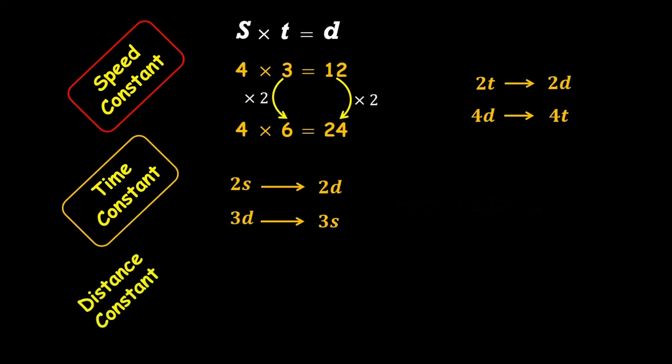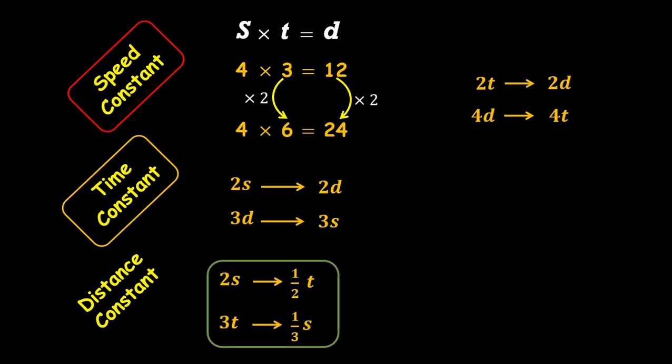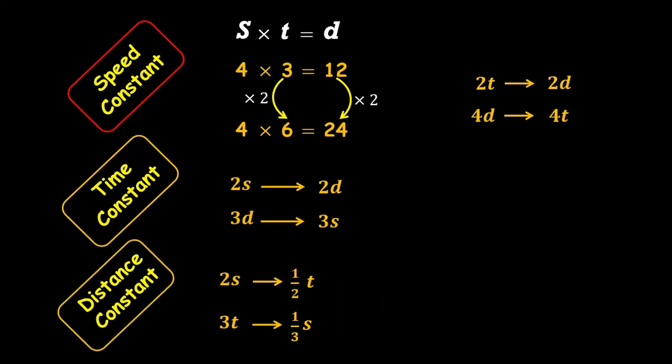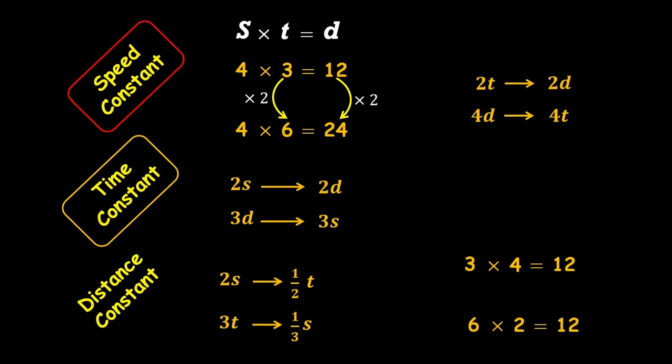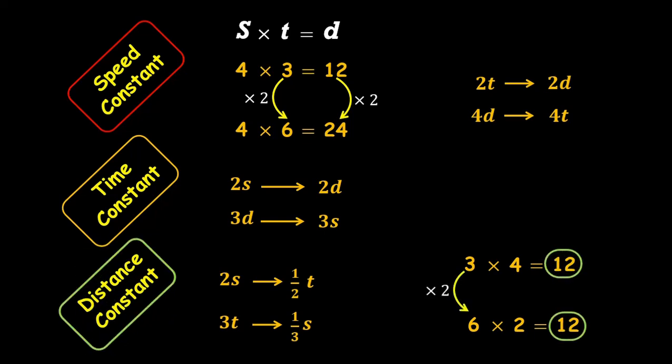And what happens if distance is constant? If the speed is multiplied by 2, then the time taken is multiplied by 1/2 or divided by 2. If the time taken is multiplied by 3, then speed will be multiplied by 1/3. This is an inverse variation. Take an example when distance is constant. 3 times 4 is equal to 12 and 6 times 2 is equal to 12. The distance is constant, the speed is scaled up by 2, and time taken is multiplied by 1/2.